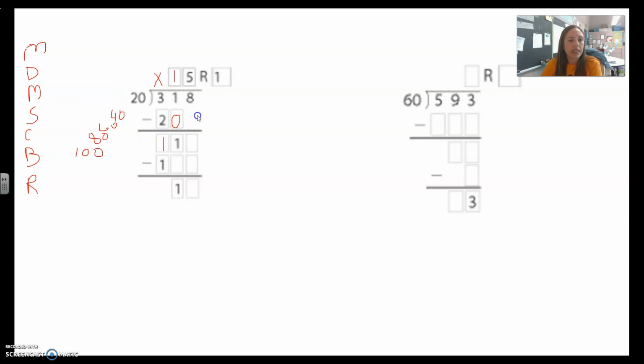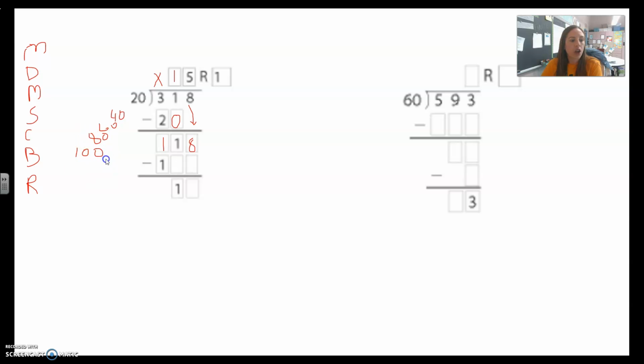I need to bring down now. This is the 8 that I'm going to bring down, and I am going to add it to my 11. So remember, my R stands for repeat, so I'm going to go back up to my division step. And I'm going to pretend like I'm starting all over, like this is a brand new problem. How many times does 20 go into 118?